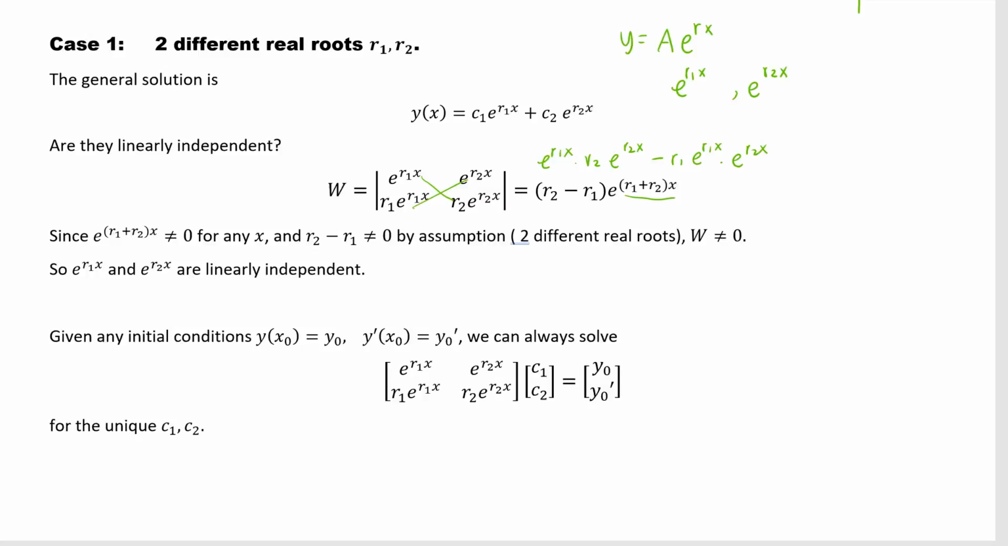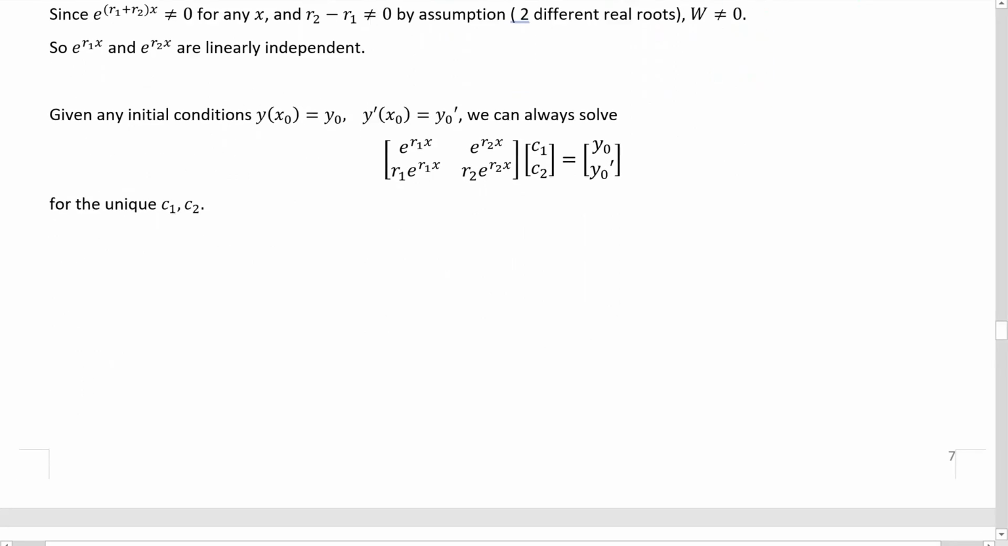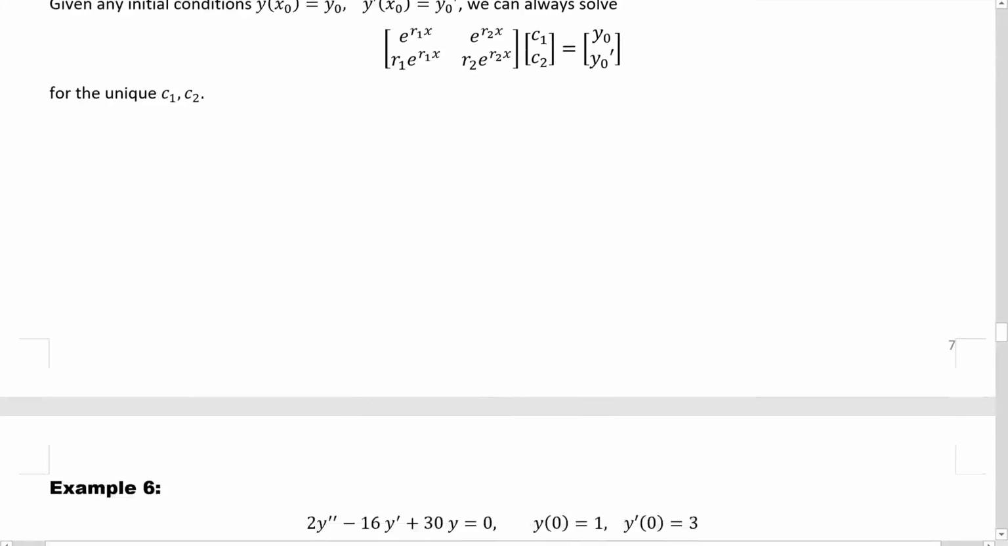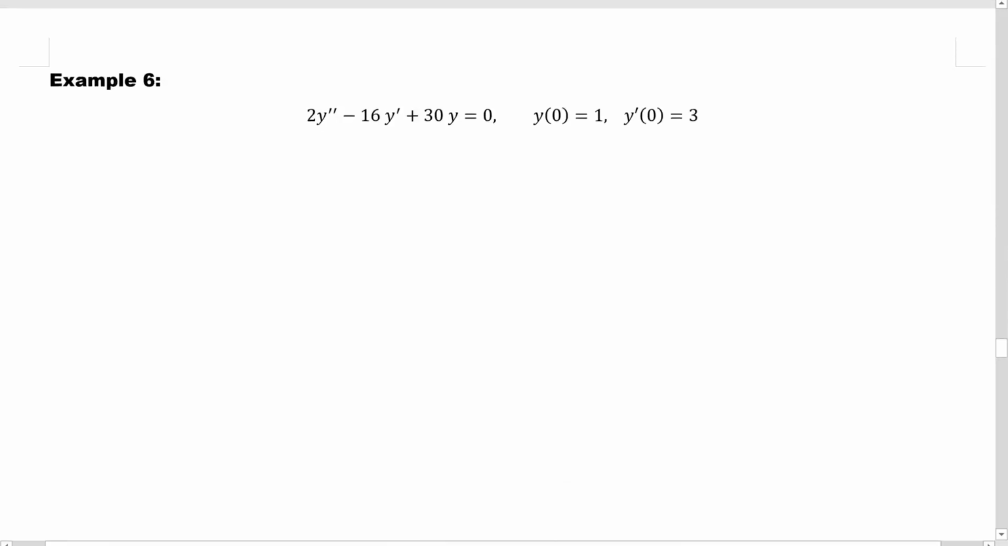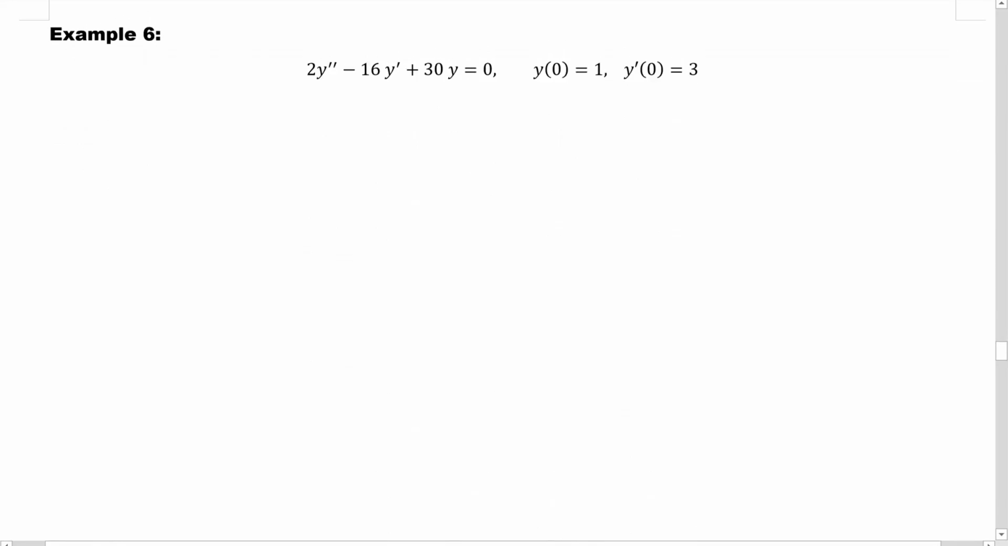Now, given any initial condition, y of x0 is y0, y prime of x0 is y prime 0, we can solve this system and get c1 and c2. All right, so that is the theory. How do we work on an example? Don't worry, we're going to do lots of examples in this video.